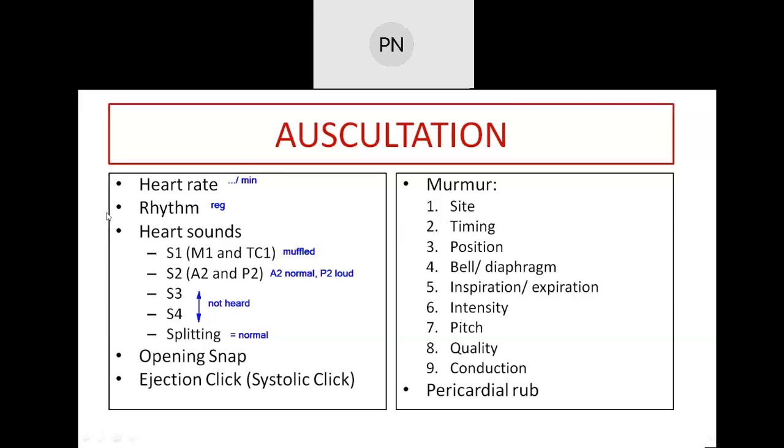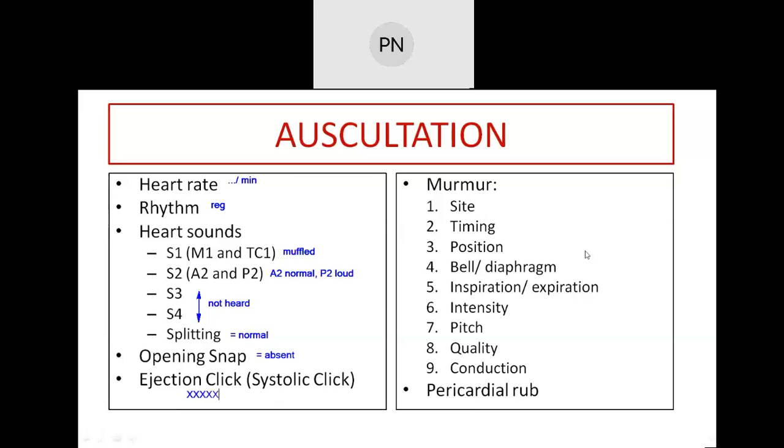Then comes opening snap. So will you get any opening snap in mitral regurgitation? No. Ejection click, I already told you, this is related to aortic pathology. So it does not apply in this case.